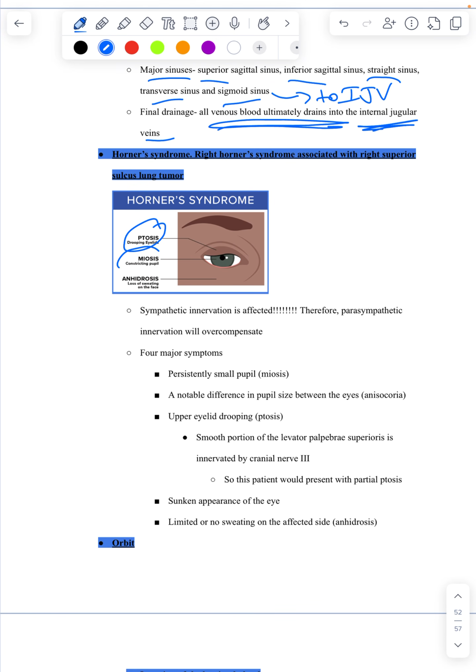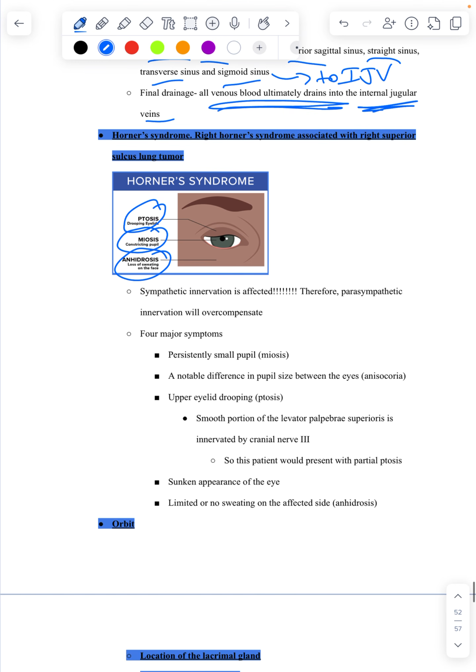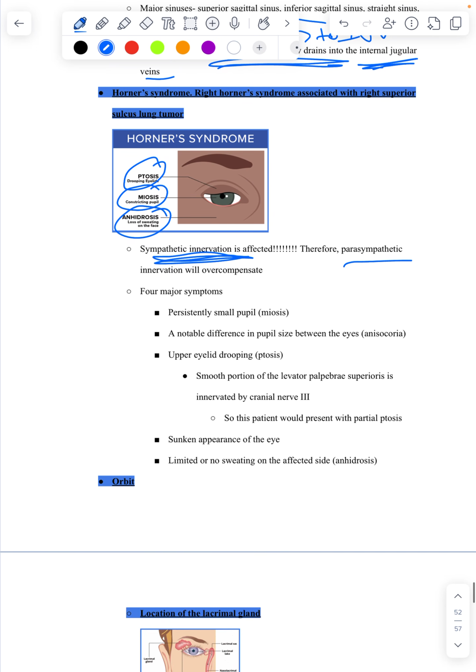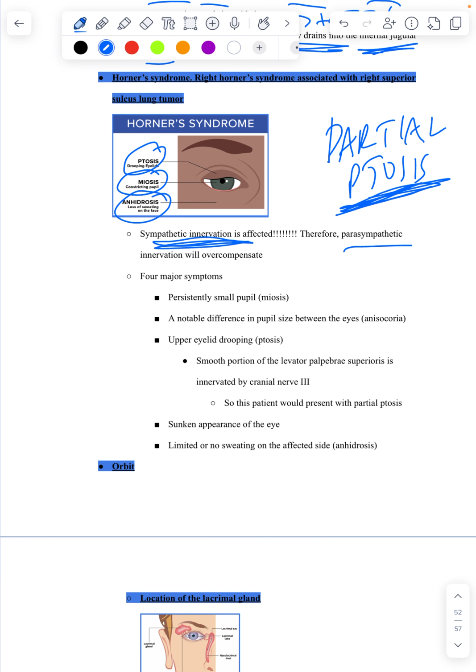Horner syndrome, we already talked about this. You get ptosis, miosis, and anhidrosis. This is not damage to cranial nerve 3, or else that would have been complete ptosis. This is damage to the sympathetics. So parasympathetic still work. So here it's partial ptosis. And then sympathetics are damaged. So if no sympathetics, no sweating. Think of sympathetics as your fight or flight, you're running, you're sweating, whatever. So you get anhidrosis. And then miosis because it's a constricted pupil, because your parasympathetics constrict.